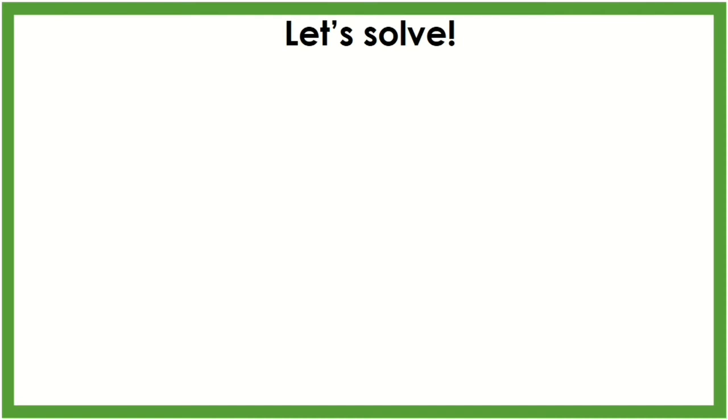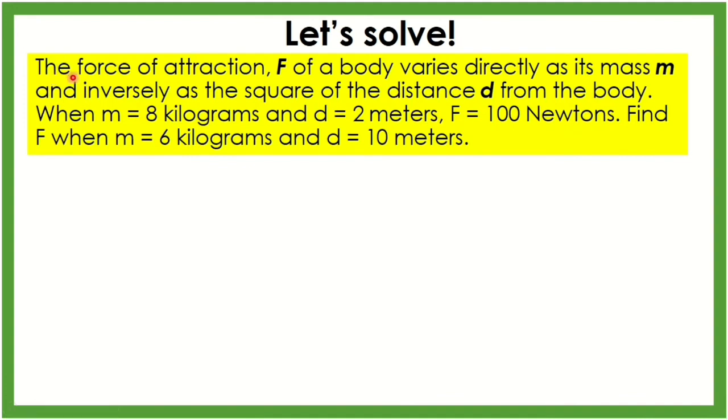Let's solve another problem involving combined variation. The force of attraction F of a body varies directly as its mass M and inversely as the square of the distance d from the body. When M equals 8 kilograms and d equals 2 meters, F equals 100 newtons. Find F when M equals 6 kilograms and D equals 10 meters.